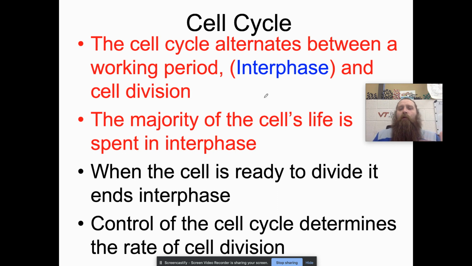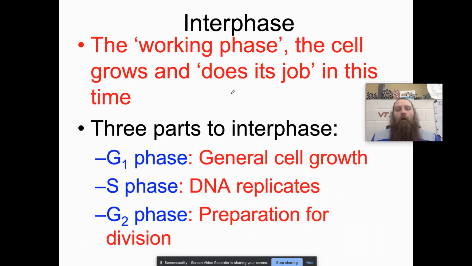You can control cell division by the amount of nutrition you give a cell, or by different chemical signals you give a cell. There are a lot of different ways we can control cell division. Now, to zoom in on interphase, there are three main parts of interphase. This is the working phase. And those three subparts are G1, S, and G2.